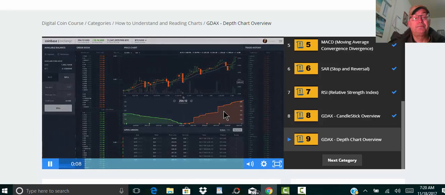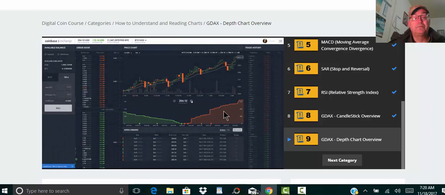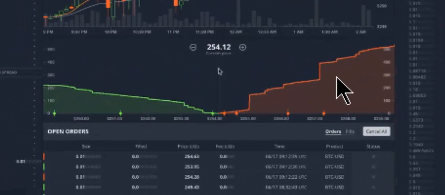The depth chart is a visual representation of the order book, showing bid and ask orders over a range of prices, along with the cumulative size. Now you can increase or decrease the price range for the chart by using the plus and minus buttons at the top of the chart. The price in the middle of the chart is the midpoint price between the best bid and ask.